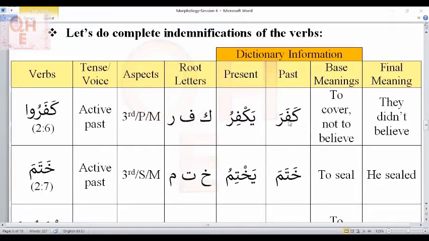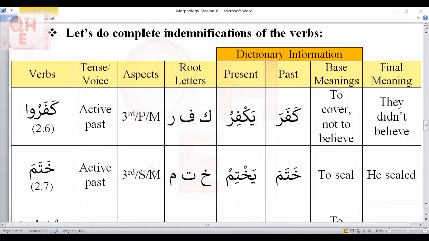So this root gives kafara as the active past tense. And you will also see an I next to the transliteration. That means the second root letter fa should have a kasra. That's how you get yakfiru. So the root letters kaf, fa, ra give the pattern kafara, yakfiru. Okay, and the base meaning is to cover or not to believe. So what will be the final meaning? Our tense is active past and our doer is third person plural male. It's a group. So how would I translate? If I take this translation, it will be they did not believe.